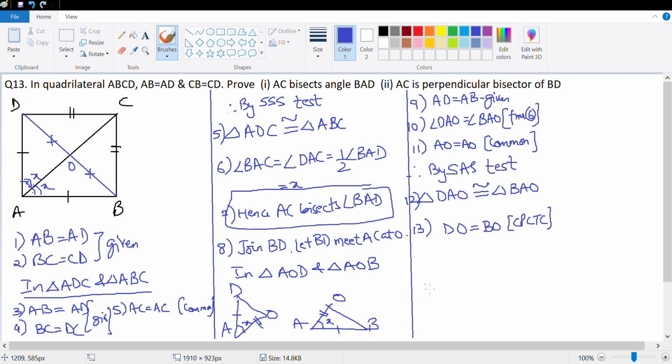And which means now the only thing remaining is to prove that angle O is 90. What this also tells me is angle DOA is equal to angle BOA. Right? So this is also CPCTC.